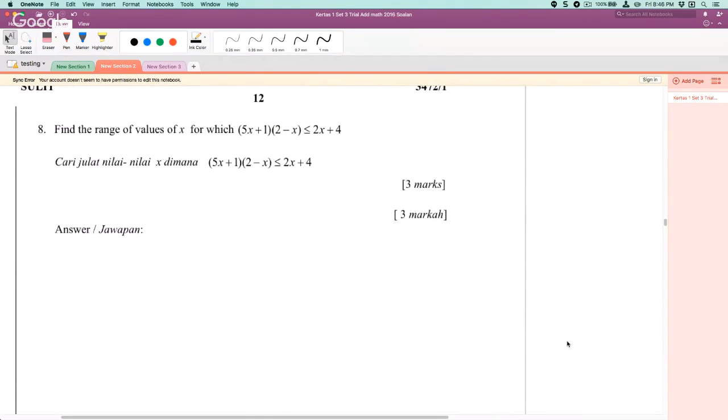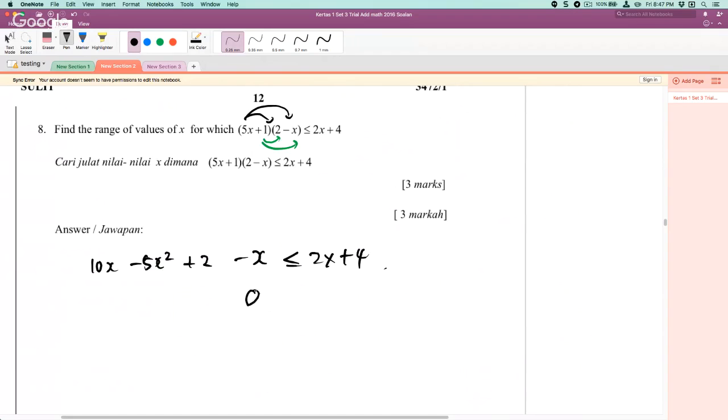Find the range of values of x for which this inequality holds. So basically you need to solve this inequality. I will just multiply it one by one and then solve it. 5x multiplied by 2, you will get 10x. 5x multiplied by negative x, you will get negative 5x squared. Then 1 multiplied by 2, you get plus 2. 1 multiplied by negative x, you get negative x. All right, so it's less than or equal to 2x plus 4. Then we'll solve this.